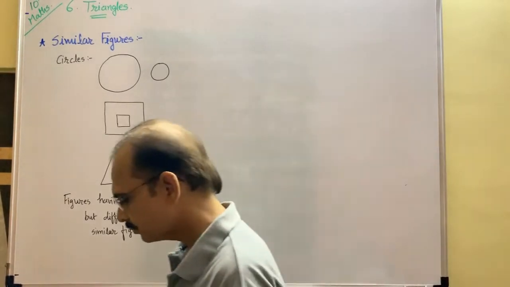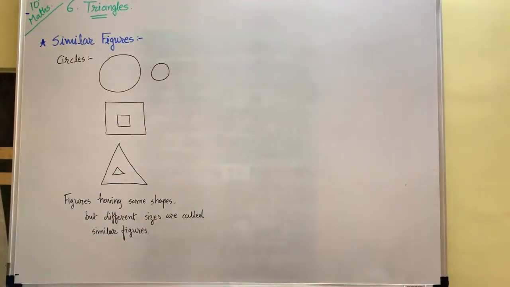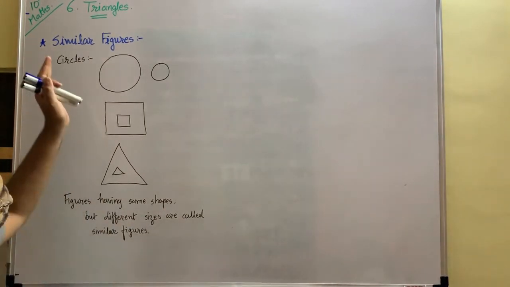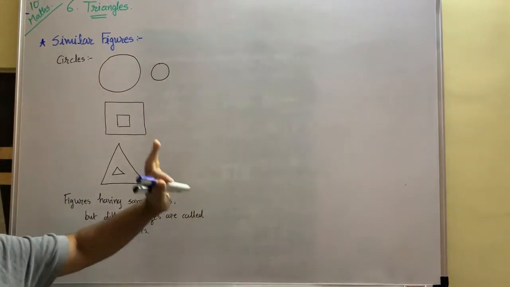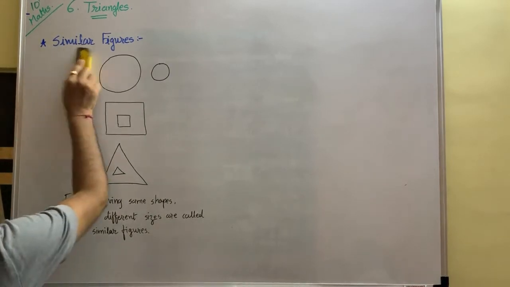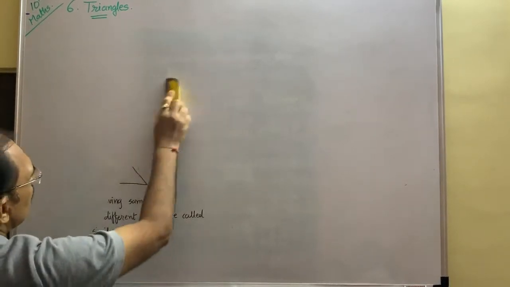Is it okay? Now we are going to plunge into similar triangles. Means out of many figures we select only triangles. Okay, in this chapter we are going to learn about only triangles. So we start with similar triangles.